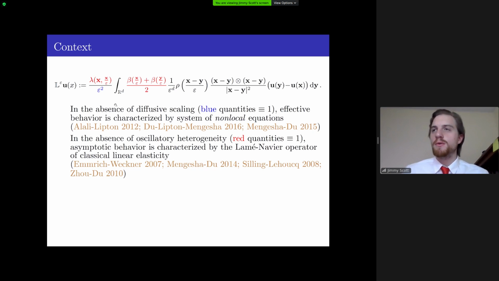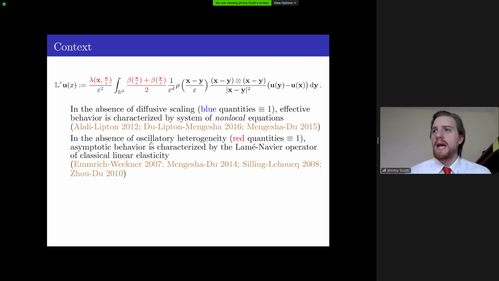Results in this regime are found in Nassim and Rob's paper in 2012, as well as considered by Chung, Rob, and Tadella in 2016, and then a different formulation, but still in this regime, was considered by Tadella and Chung in 2015.